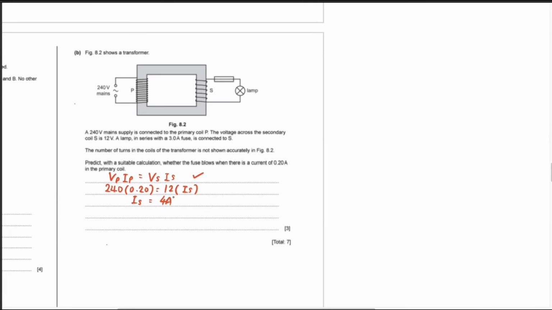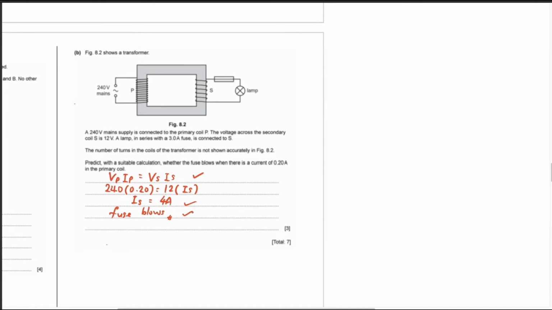4 ampere is greater than 3.0 ampere. So because of that, the fuse blows, which means the wire melts. So something like that will happen. Okay, and the answer 4 ampere, you get 1 mark. When you say it blows, you get another 1 mark. So altogether 3 marks. So it's a 3 marks question.